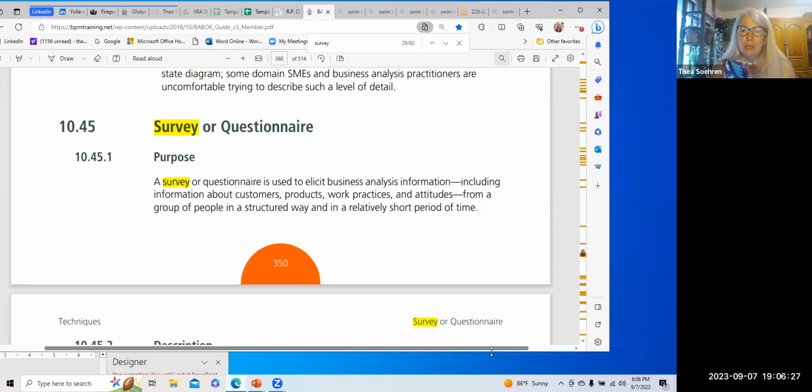But what we really need is people that will talk about what is in the BABOK, the Business Analysis Book of Knowledge. This is our certification book. You have to be able to answer questions based on what's in this book. So you have to know the book.